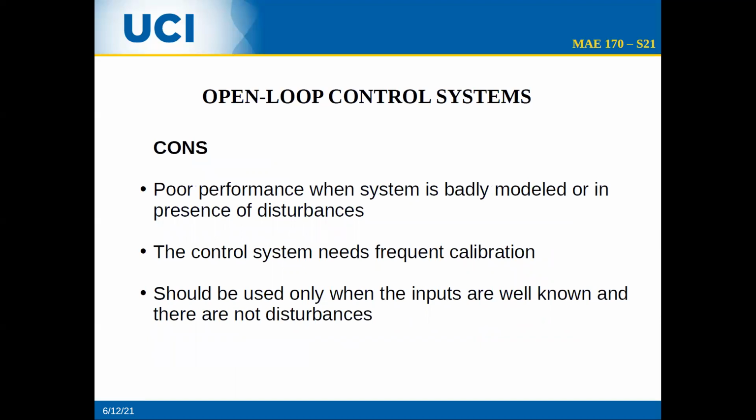However, the cons of open loop control systems are that if the system is badly modeled, or if you have disturbances, you're going to get poor performance. And also, you want to make sure that you know your control system very well, so you need to calibrate it very frequently. The system itself cannot take care of variations that will happen in the system.